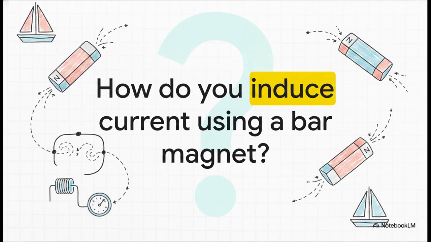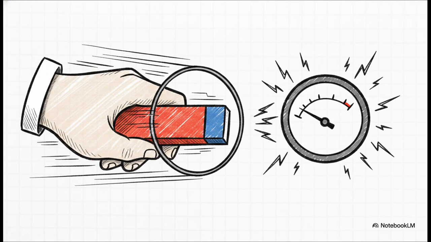Based on everything we just discussed about Faraday's setup and our sailboat analogy, how can you induce an electric current in a simple wire loop using just a basic bar magnet? You have to move it. The answer is by actually moving the bar magnet through the wire loop.